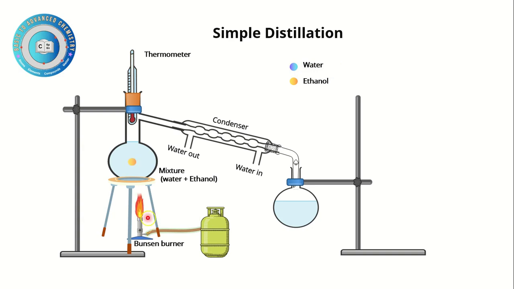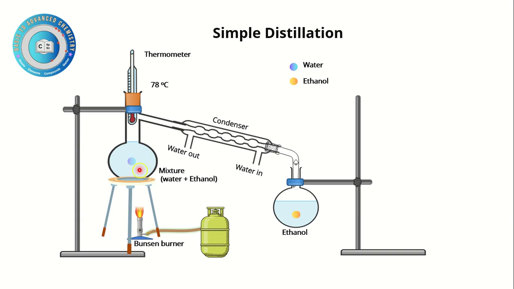When the mixture is heated by using the heating source, the component of the mixture with the lower boiling point vaporizes first and enters the condenser. In this case, the ethanol vaporizes first when the temperature of the mixture reaches 78 degrees centigrade, because the boiling point of ethanol is 78 degrees centigrade. Then the vapor enters the condenser. There it gradually condenses back to liquid. Finally, it will be collected in this receiving flask.